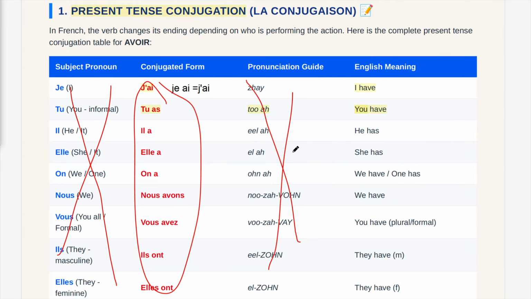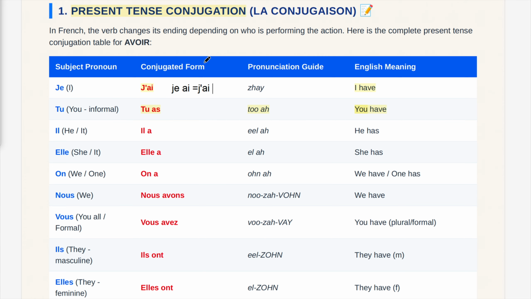Okay, so in French the verb changes its ending, d'accord, depending on who is performing the action. Here's the complete present tense conjugation for avoir. So let's learn. So first is je.